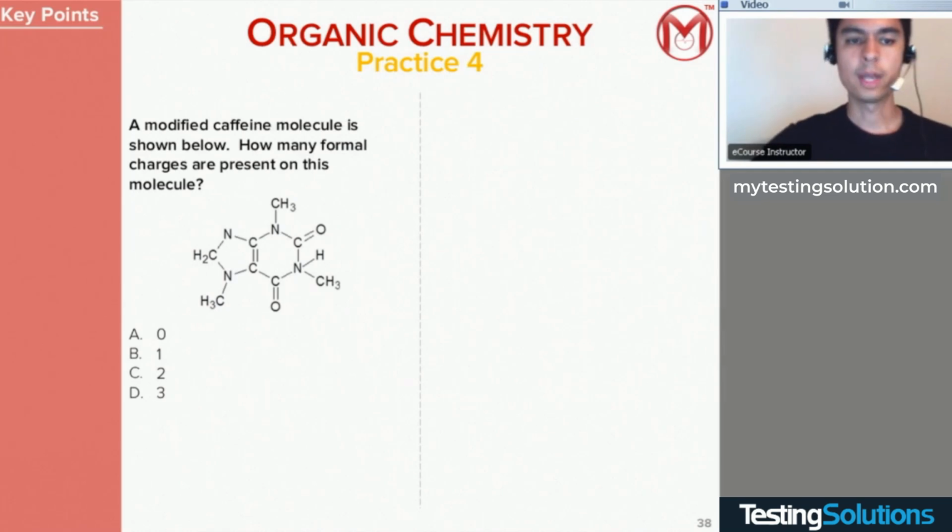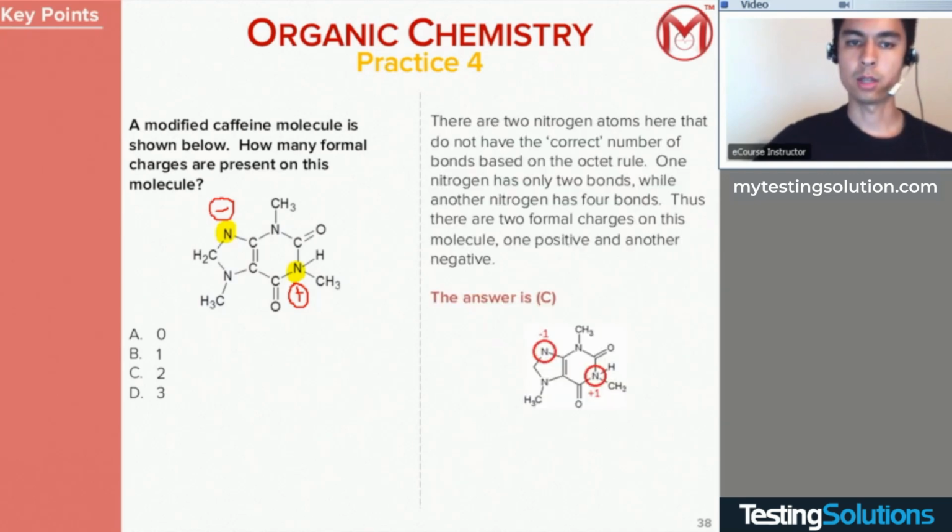And nitrogen typically wants to form 3 bonds. So here's a nitrogen with 3 bonds. Here's a nitrogen with 3 bonds. Those are fine. This nitrogen only has 2 bonds, so I should have a negative charge here. And this nitrogen has 4 bonds, so I should have a positive charge here. Now, note, the question does not ask what is the net charge on this molecule. The net charge is 0. It asks specifically how many charges are present. 1 positive and 1 negative. There are 2 charges. So our answer then here is C.